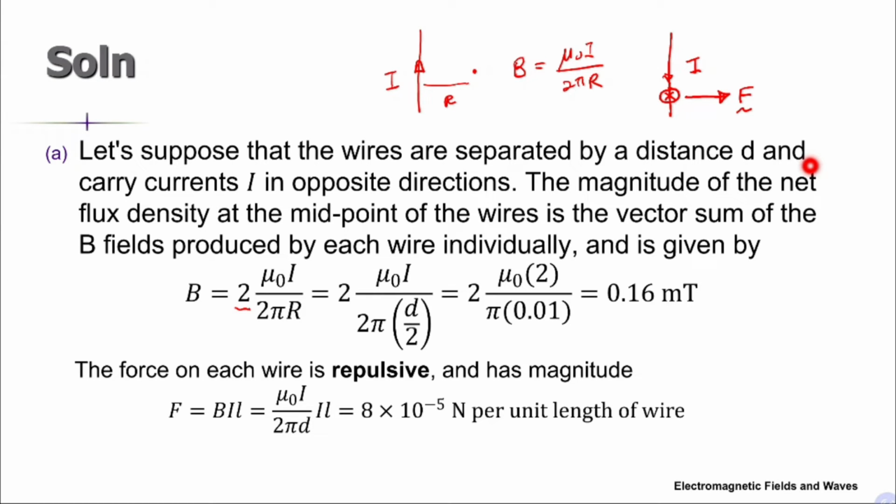And then using the formula for the force, which is B times L times the current, B will be at a distance d from the other current. So you can find that with mu naught I over 2 pi d. I is the current, which is 2 amperes, and then L. We'll calculate it per unit length. That equals 8 times 10 to the minus 5 newtons per unit length.